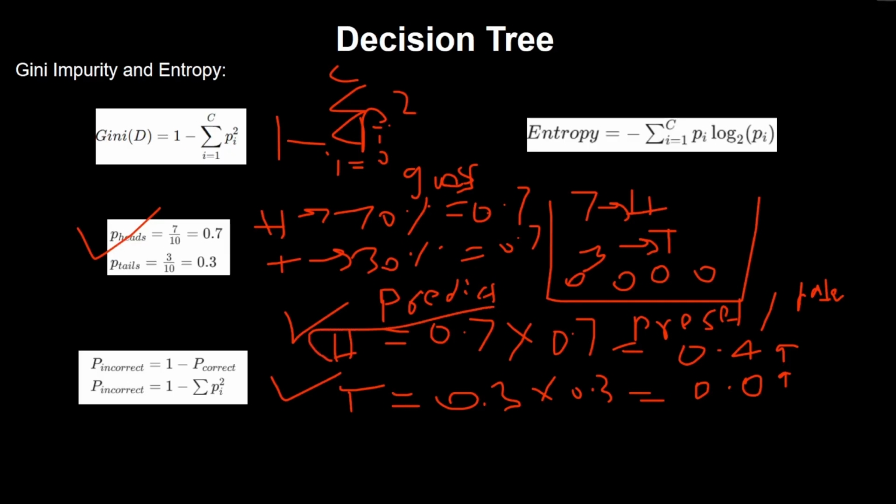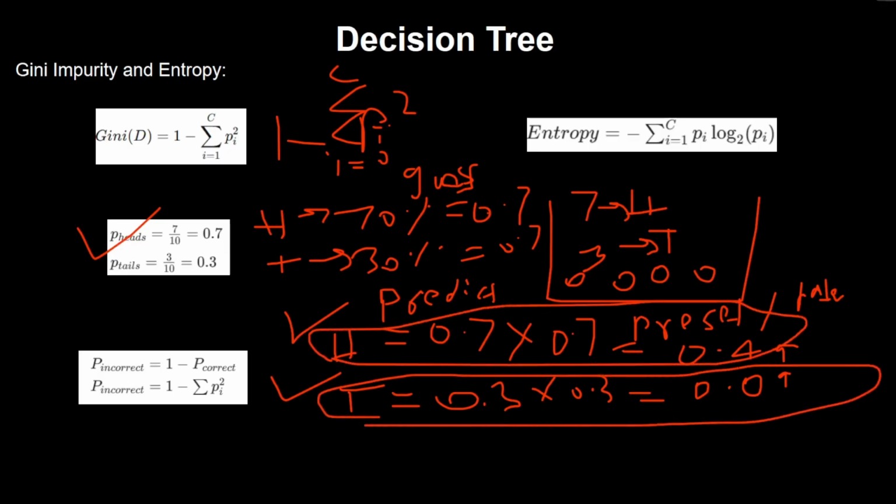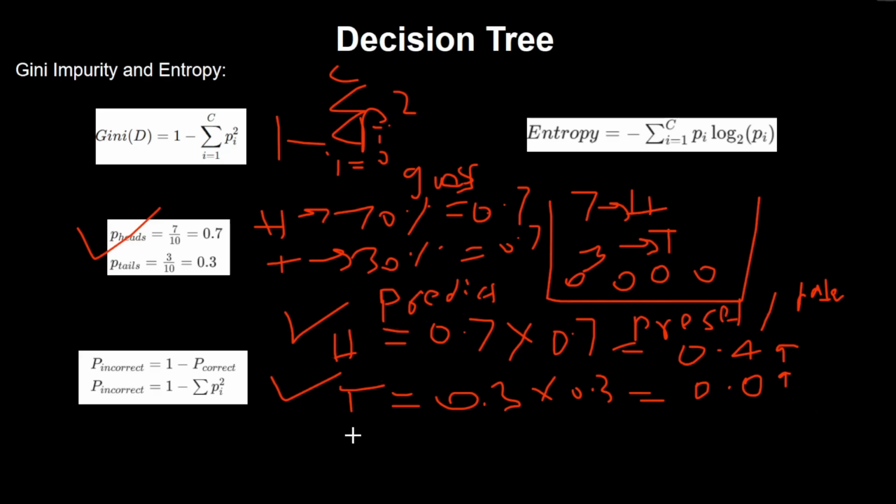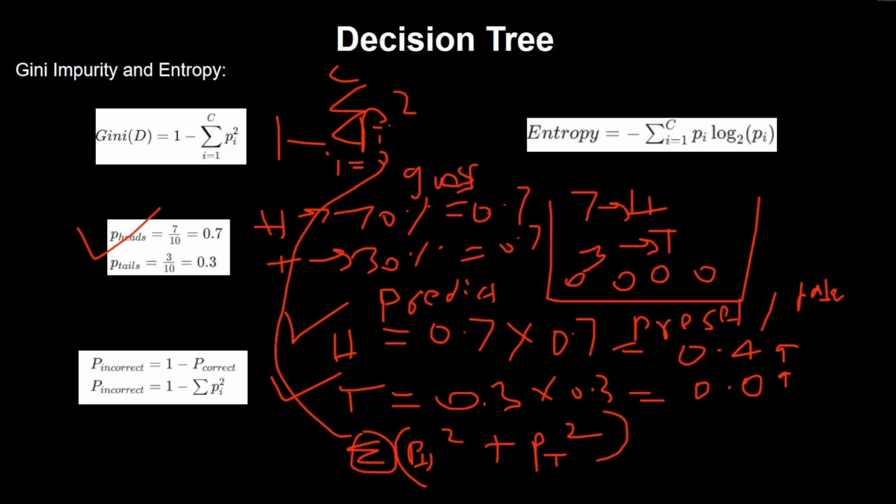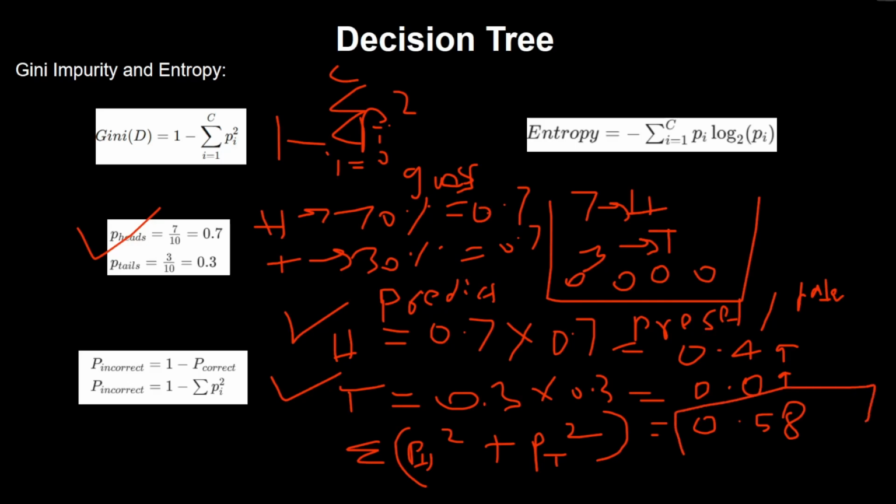This is the correct prediction for heads, and this is the correct prediction for tails. So we add them both, which is nothing but the summation of the probability of heads squared and the probability of tails squared. We can just represent it with the summation, and that's where the summation symbol comes from. If we add these both, we get 0.58. So this is the probability of the whole prediction being correct.